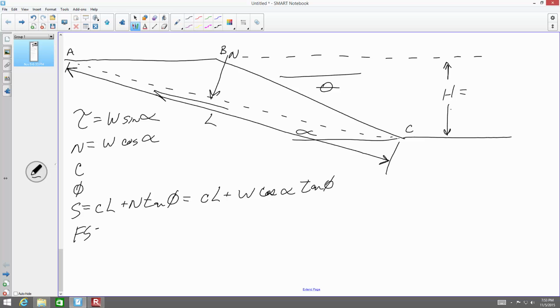And we know the factor of safety is equal to C L plus W cosine alpha tan phi over W sine alpha.